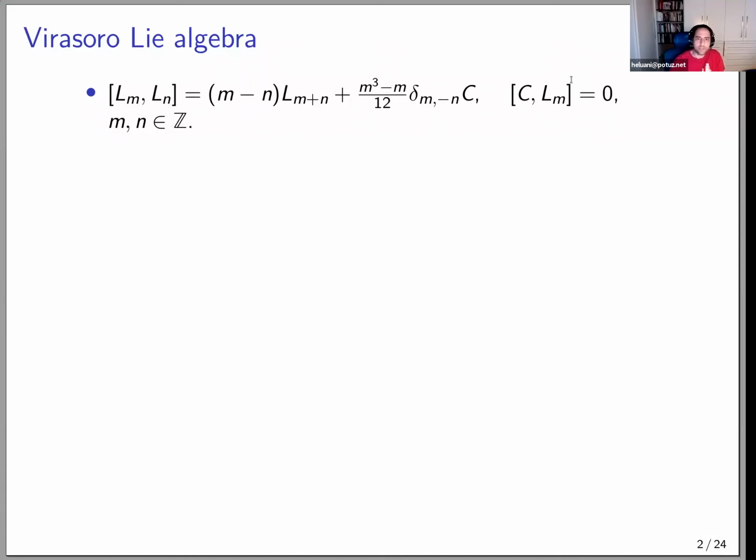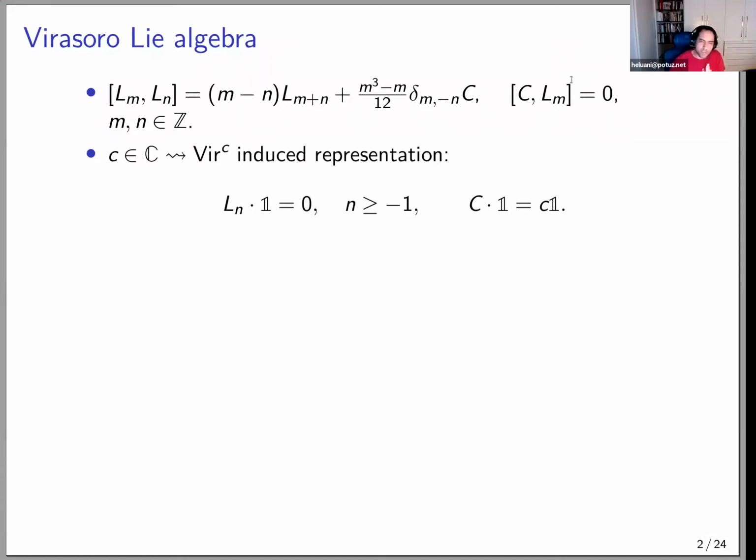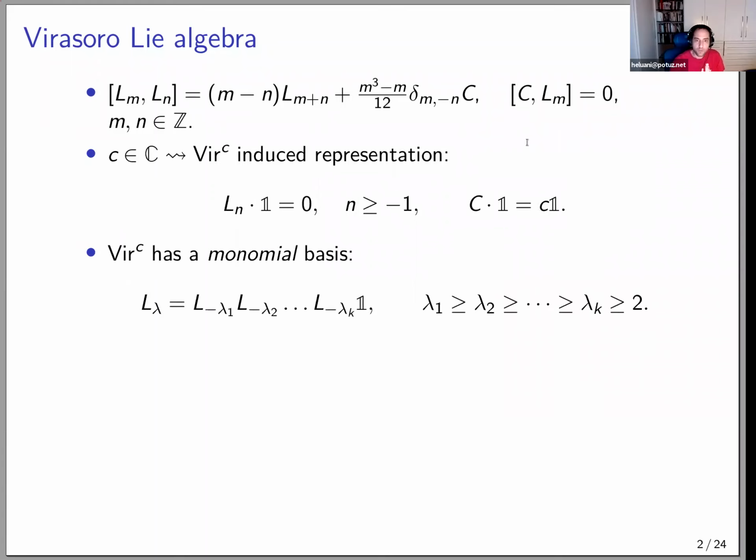Whenever you pick one complex number, you can induce a representation by declaring that all the generators L_n for n bigger or equal than -1 kill the vacuum vector, and that the central element acts by multiplying by that complex number c, which I'll call the central charge. That module, by definition, has a PBW basis. It's very simple to see that it consists of monomials of this form, where these lambdas are natural numbers that you can order to get a basis, and all of them have to be bigger or equal than 2, because L_{-1} already kills this vacuum.